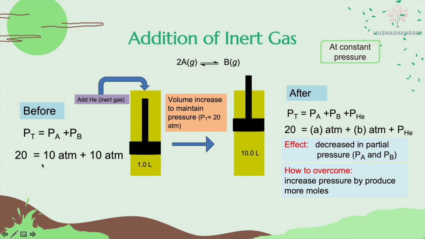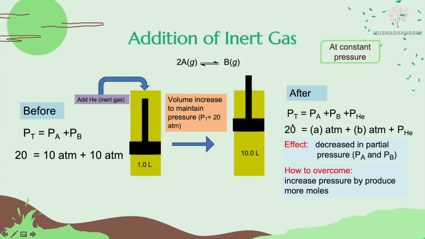At constant pressure, you need to keep this total pressure fixed at 20 atm after you add the inert gas. So the total pressure after must stay 20 atm. You must increase the volume because you want to fix the pressure. You have more molecules in here because you add inert gas. Now you have A, B and helium. When you have more molecules and you want to keep the pressure fixed, you need to increase the volume.